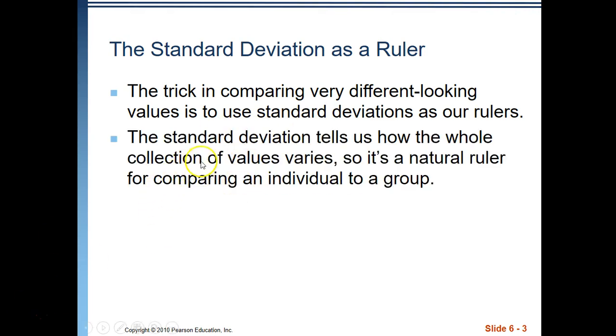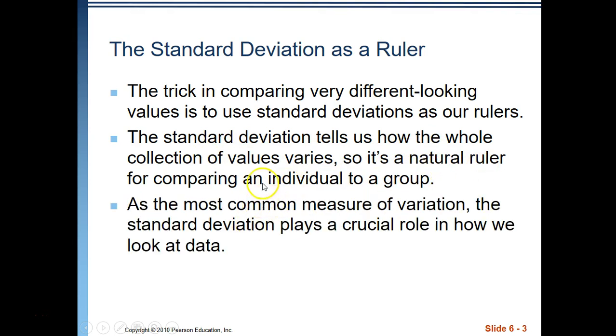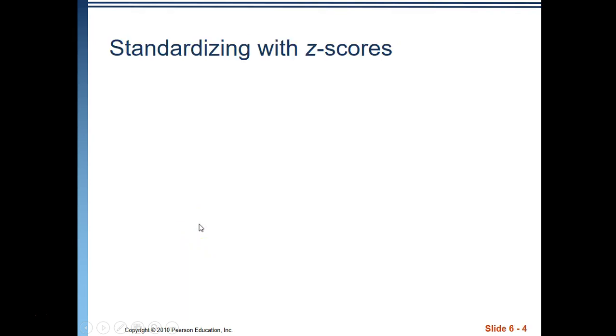We were elaborating before. The standard deviation tells us how the whole collection of values varies. So it's a natural ruler in a way, scaling everything down to compare the individual groups of stuff. And as the most common measure of variation, the standard deviation plays a crucial role in how our data looks. And we've been discussing this throughout this whole chapter. Basically trying to say, when doing this, that median and interquartile range go together, but again, mean and standard deviation, we want to make them go together.